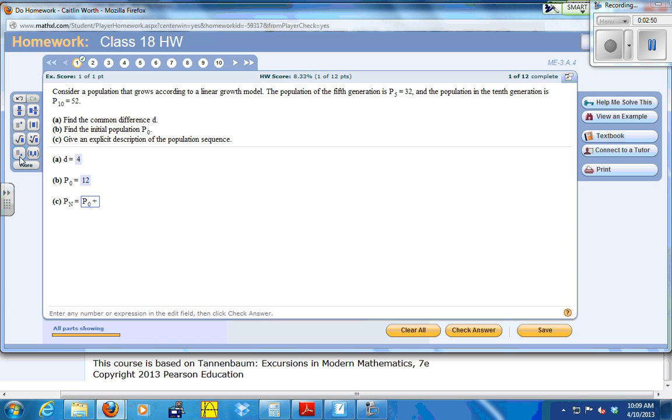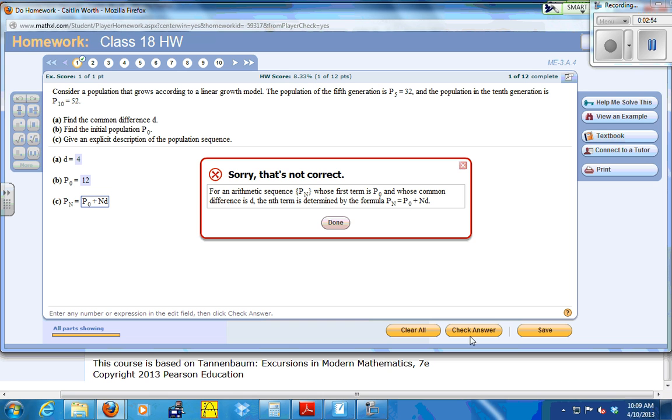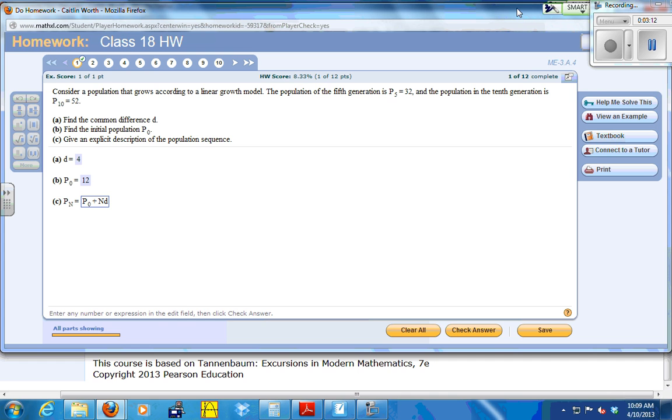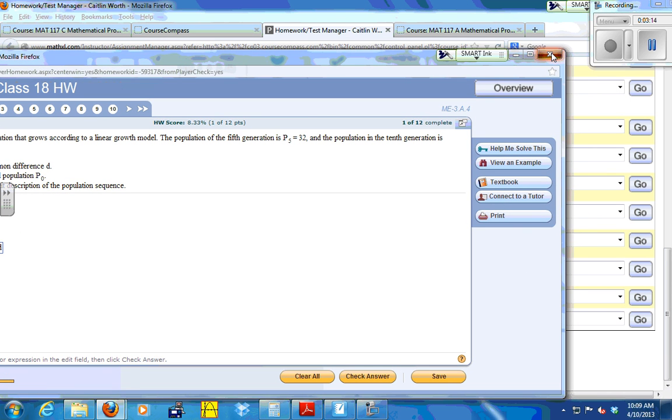P0 plus ND. Oh yeah, and you're like, well, that is what I did. Yeah, so yes, that's the general formula, and then each problem has its own P0 and its own D that you have to plug in. All right, so that should help, I think.